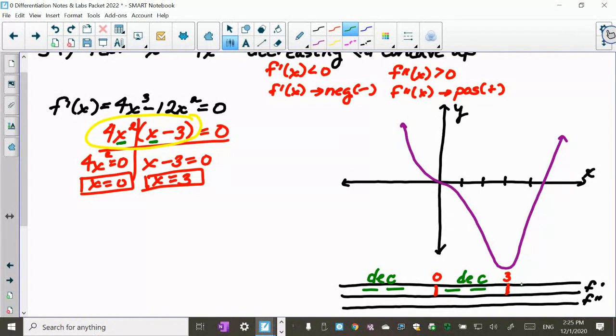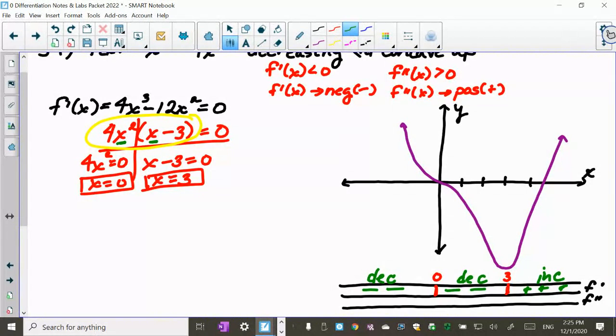Over here, I'm going to plug in something on the other side of 3. Let's pick a 4. If I put a 4 and square it times 4, that's positive. If I put a 4 here and subtract 3, that's positive. Positive times positive is positive. So my function is increasing. And there I go. It matches my graph.